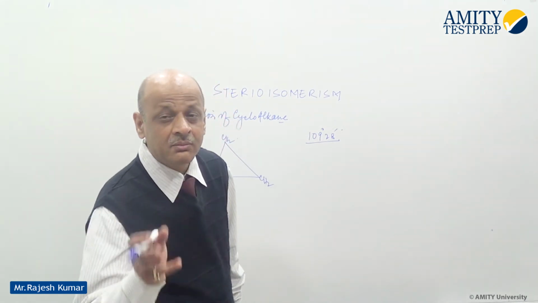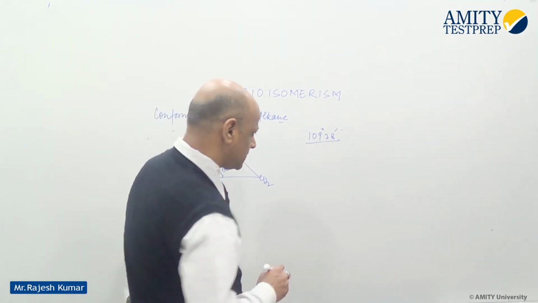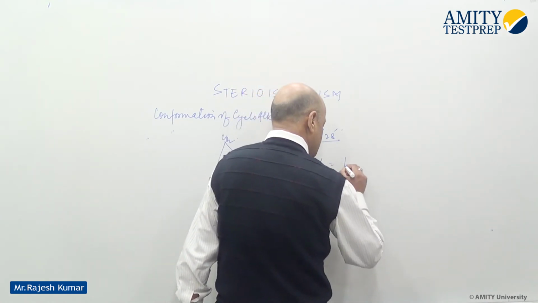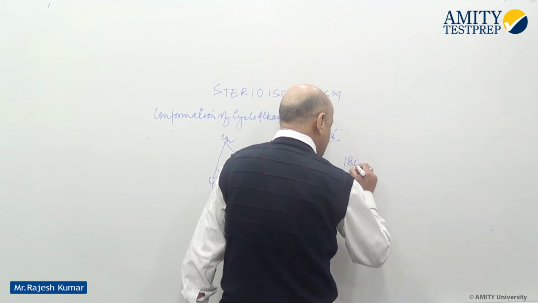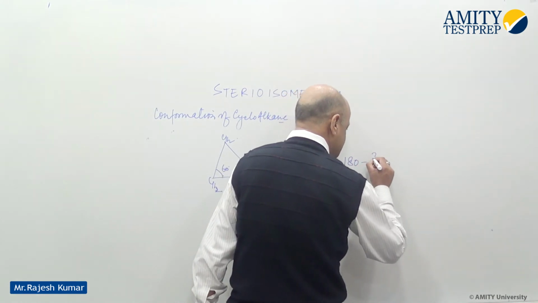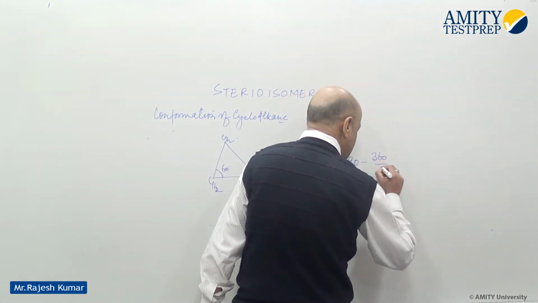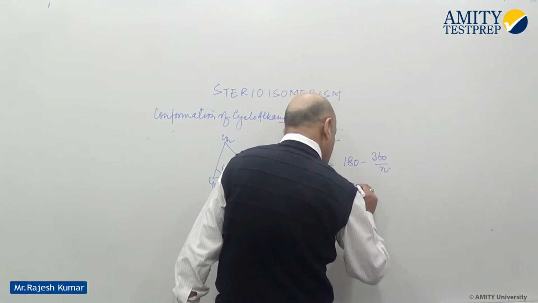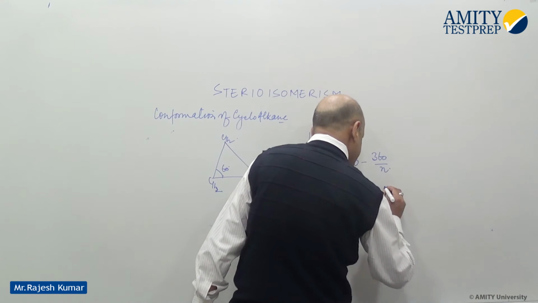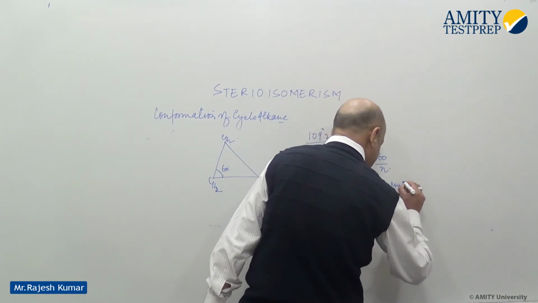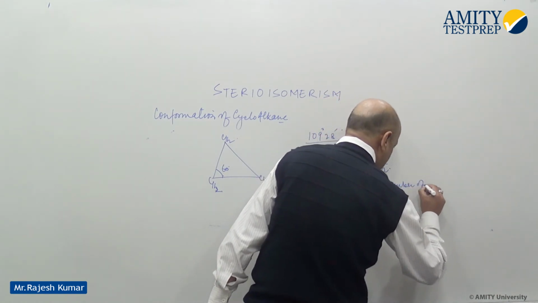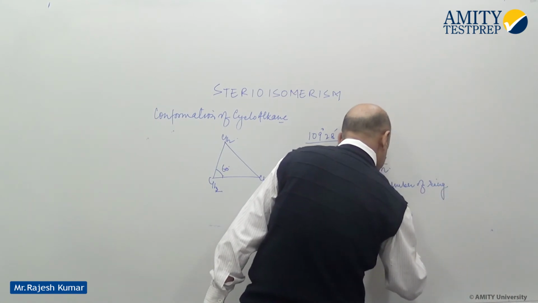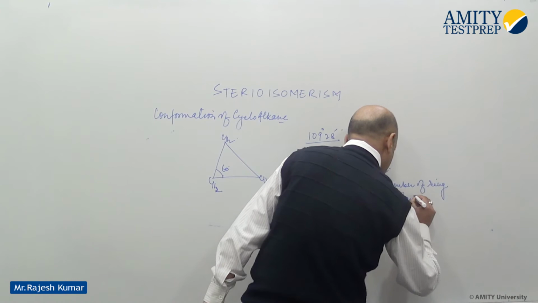How can we determine the bond angle in a cyclic ring structure? Now the question is this one. The bond angle alpha is equal to 180 minus 360 upon n, where n is the number of members of the ring, that is, of carbon atoms.